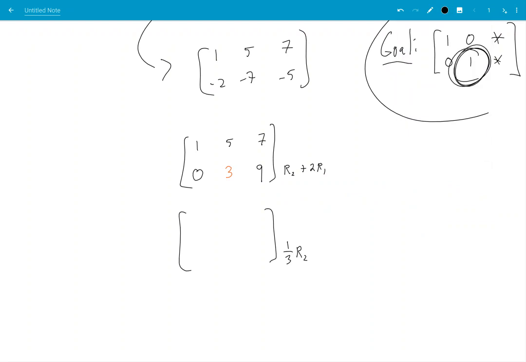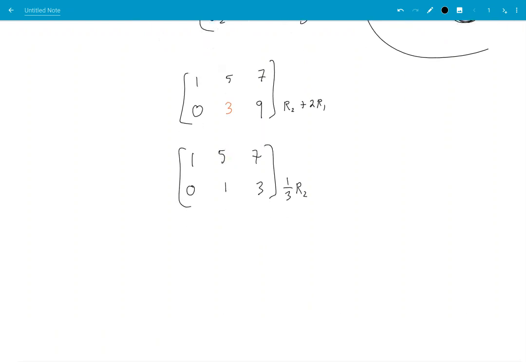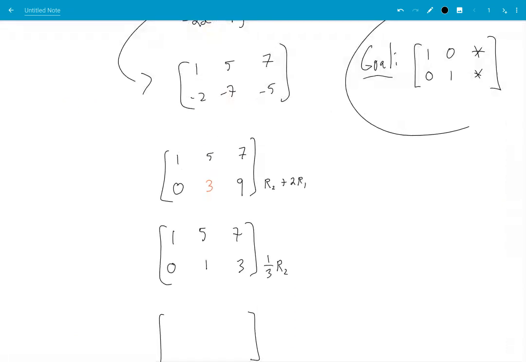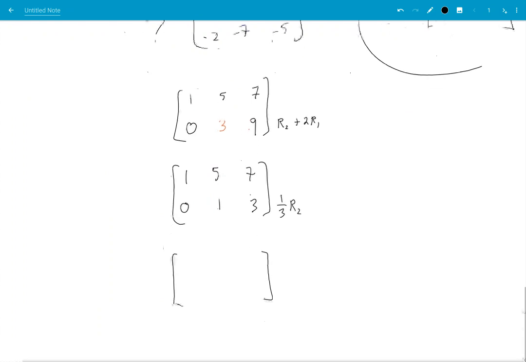Okay, and what do I get? I get 0, 1, 3, and then the 1, 5, 7. I'm not changing that. So now what? Well, if I look at my goal, I want this 0, right? I want that 0. 0, 1, 3. Well, how can I get a 0 here? Well, I can take 5 minus 5 times that 1 there.